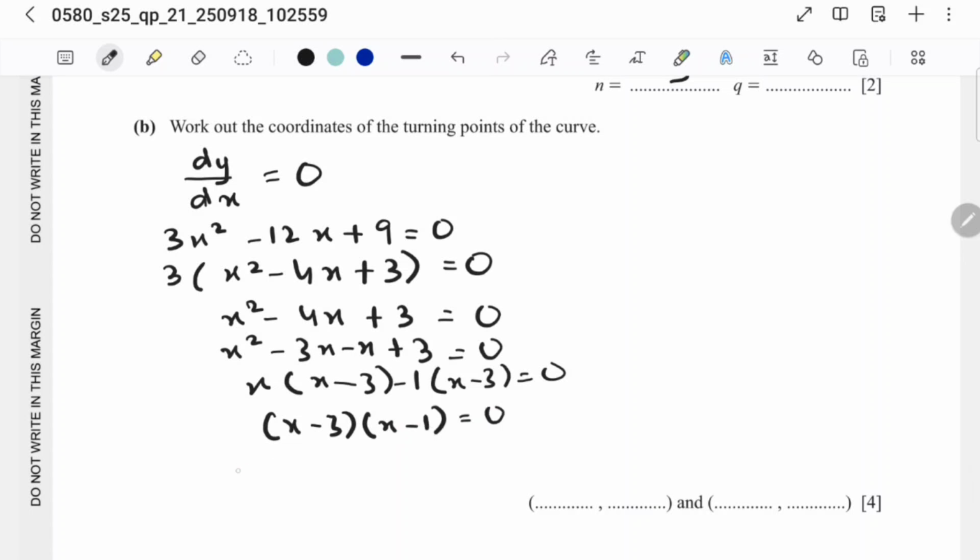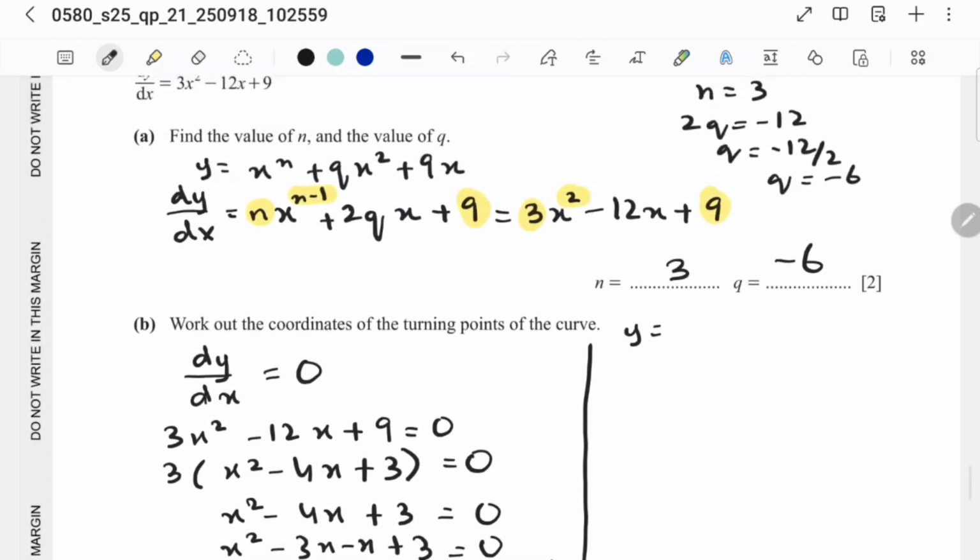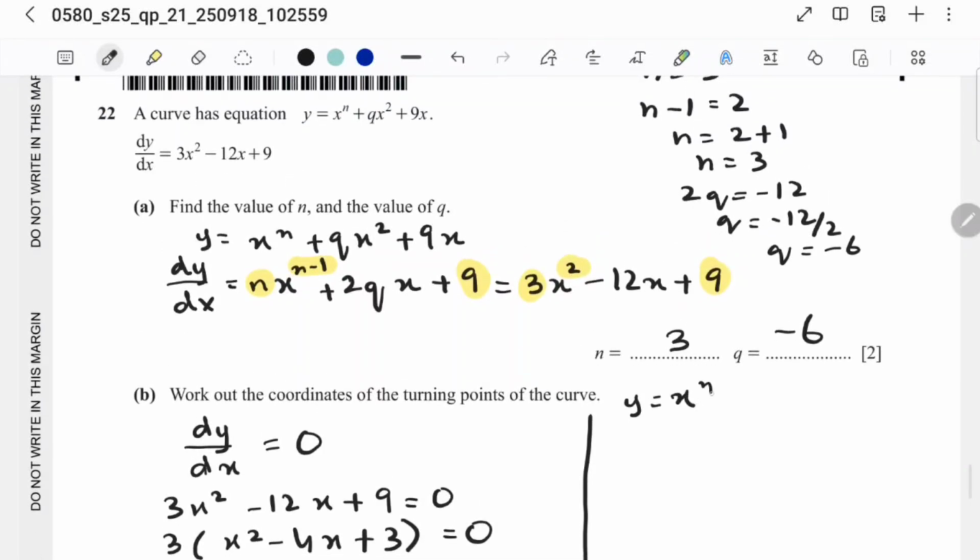So x has two answers. x minus 3 is 0, then x equals 3, or x minus 1 is 0, then x equals 1. We got two answers. Now what happens? We have to get the turning points. So 3 and 1. Whenever we have to get the value of y, we have to substitute in the main original equation. The original equation is y equals x to the power of n plus qx squared plus 9x. Never put it in the differentiated equation.